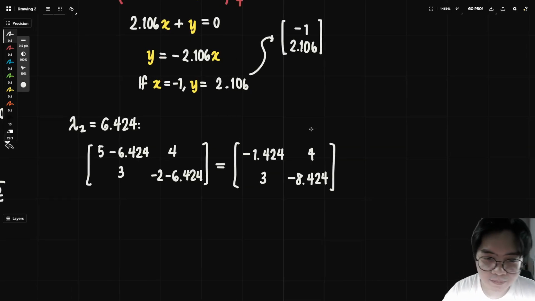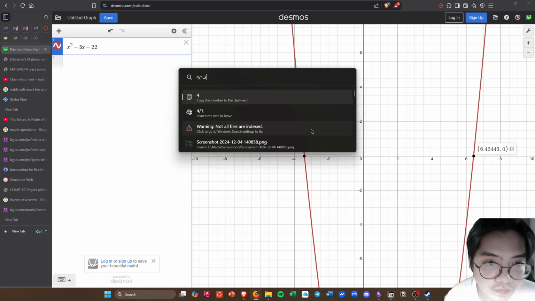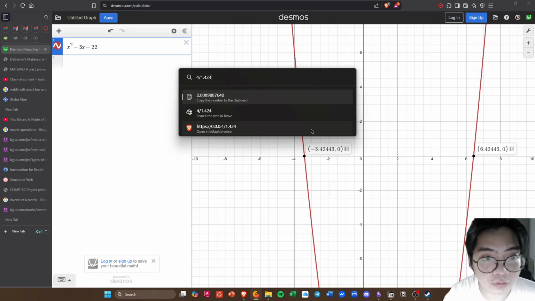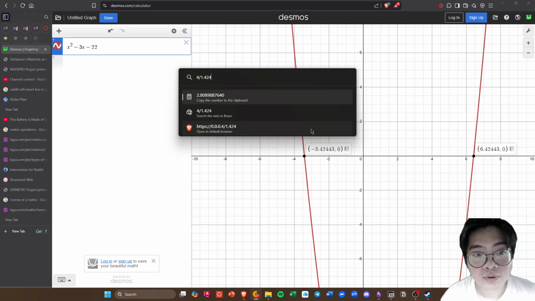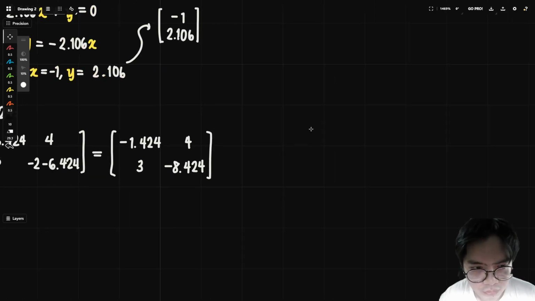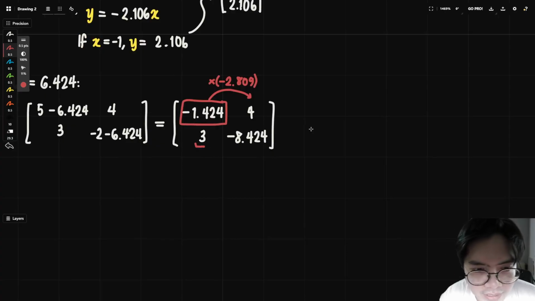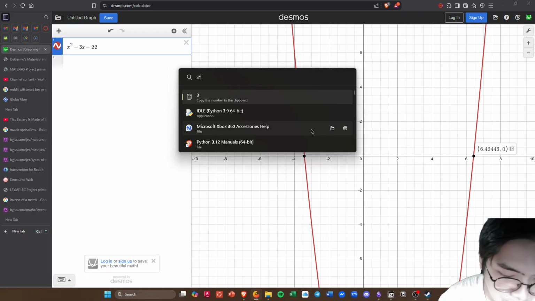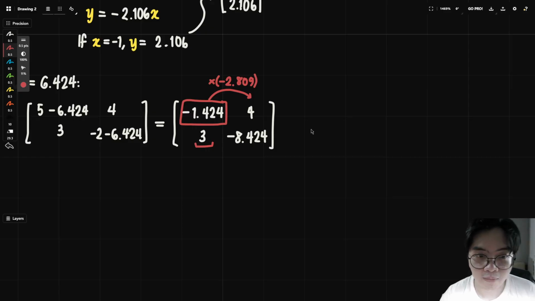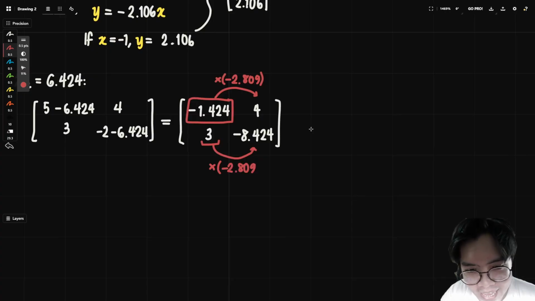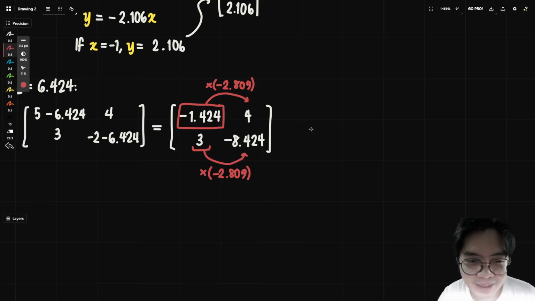If we simplify, 4 divided by 1.424 will be 2.809. So you need to multiply this by negative 2.809 to get to 4. And for example, 3 times 2.809 is 8.427, which is close enough. If you multiply this by 2.809, you will get kind of the same answer.